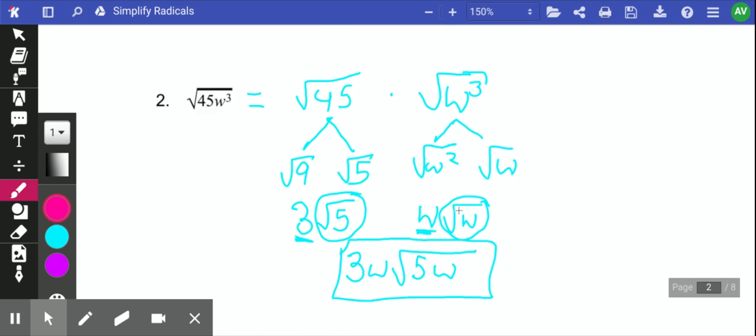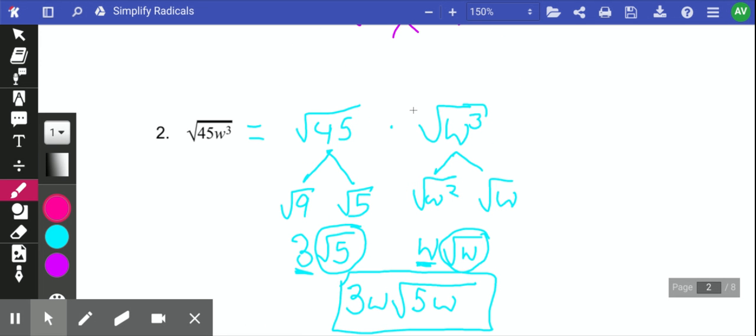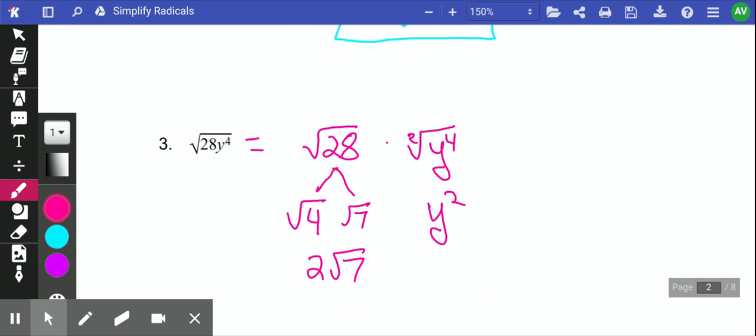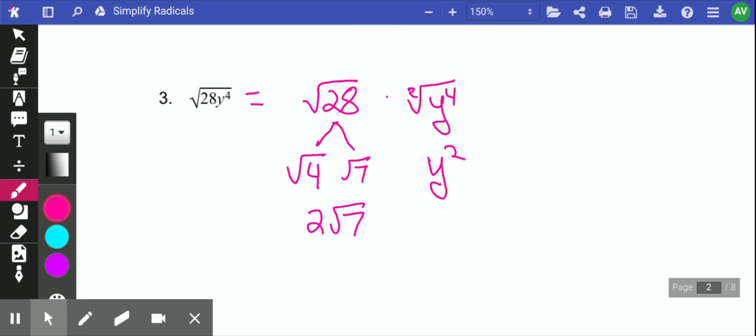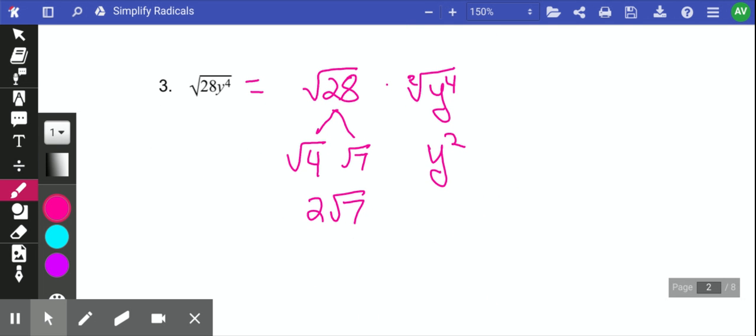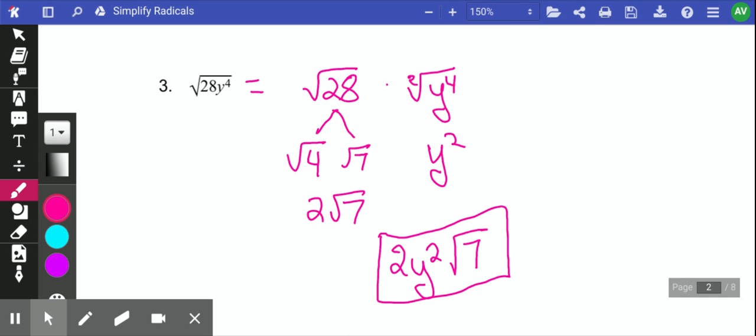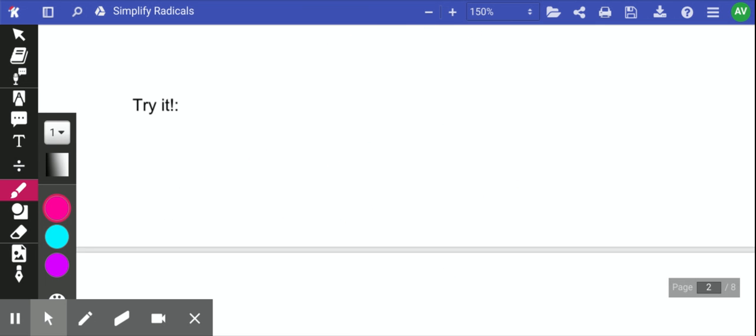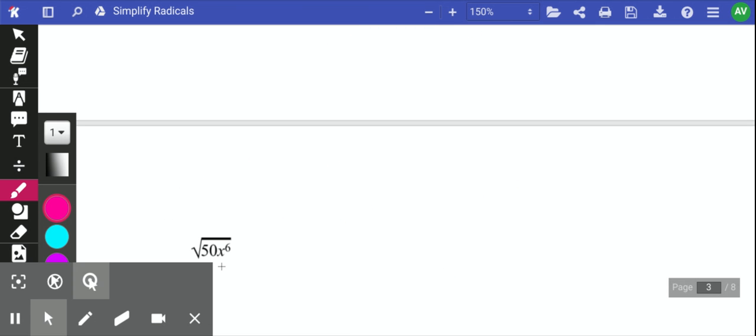If I did it in this problem, if I have a little 2 over here, 3 divided by 2, it goes in once with a remainder of 1. See that? So anyway, that's how I keep it straight. So now I just need to write my final answer. So for this one, I'm going to take the part that's not inside the radical sign, 2y squared, and then the part that is in the radical sign, the 7. And that's my answer. Okay, and then this one, here's your try it problem.